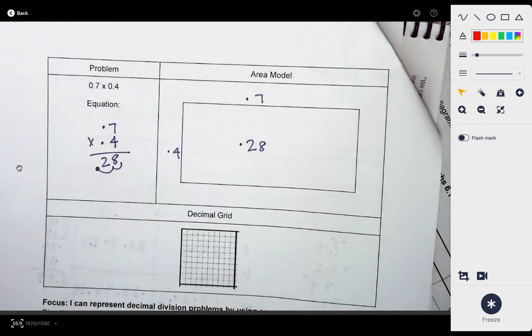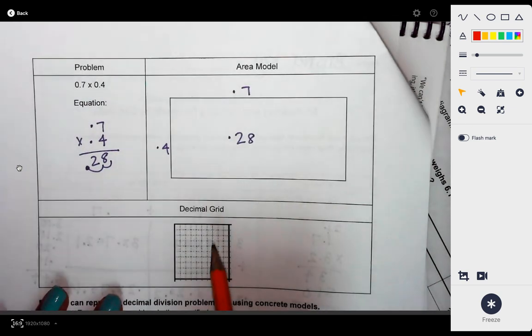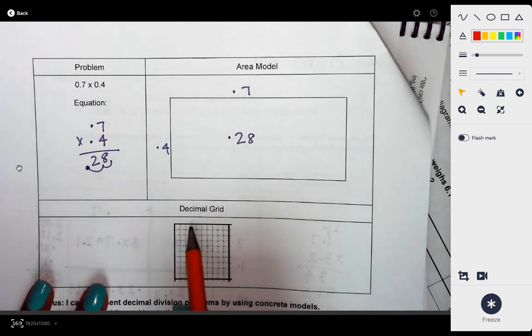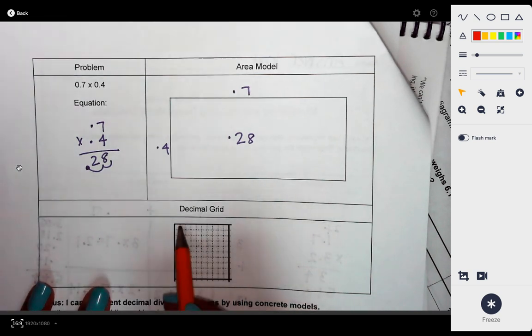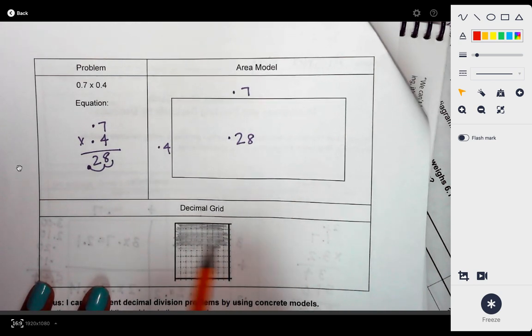For our decimal grid, this looks a little bit different. So what I'm going to do is I'm going to represent 7/10 either vertically or horizontally first. So 7/10 for this, I know that there are 10 rows or columns, so that means that one row or column would equal 1/10 or 1 out of 10. So you can do 1, 2, 3, 4, 5, 6, 7.